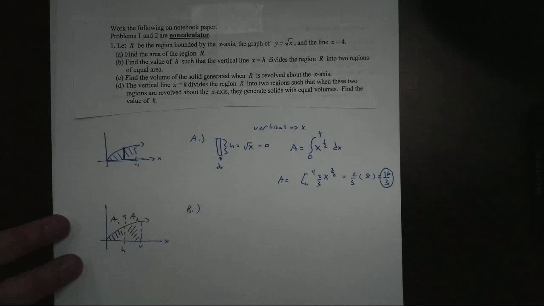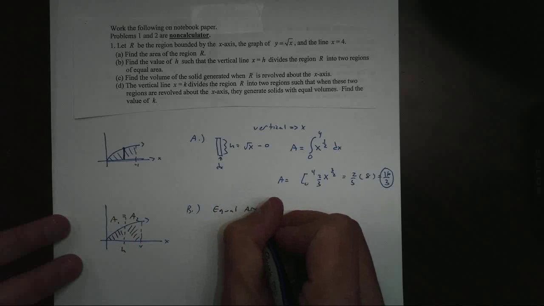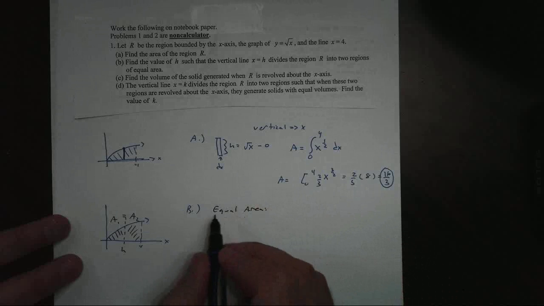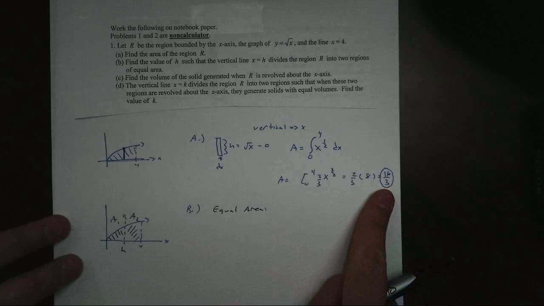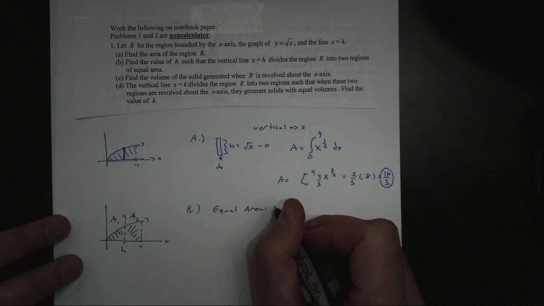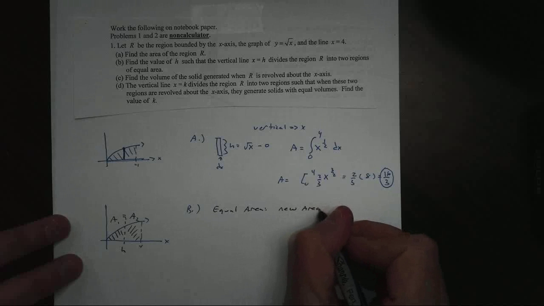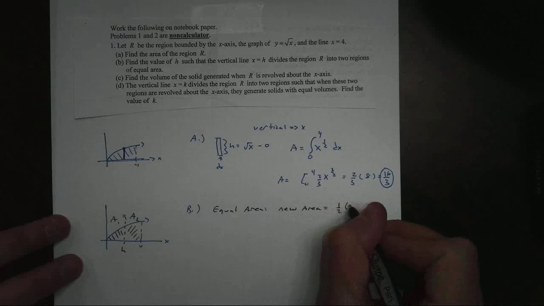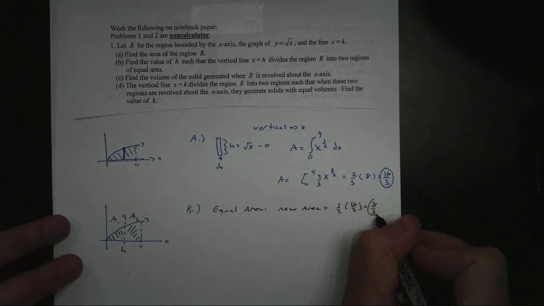So the question is, how do we find it? Well, one way to look at it: if they are indeed going to be equal areas, what that means is they each have to be half of the whole area. Well, we found in part A the whole area. So the new area that we're looking for has to be half of 16/3, which is 8/3.